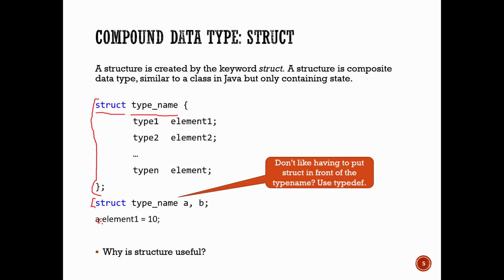This is the dot operator. I use that a lot. So that'll give us that element inside of that struct. So why is struct useful? Well, it's useful whenever you have two pieces of data that need to go together.